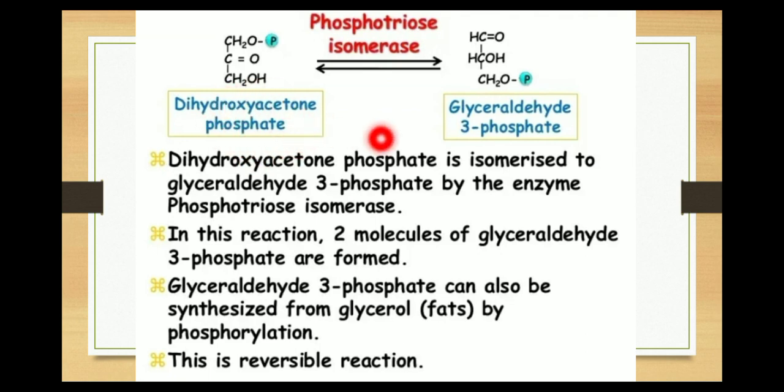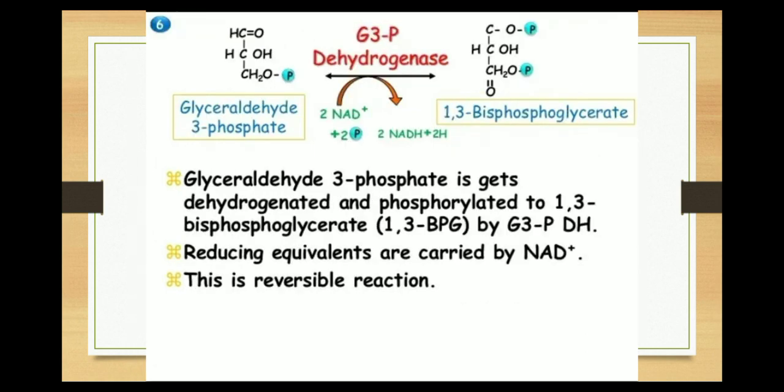Now let's see the splitting in detail. Dihydroxyacetone phosphate and glyceraldehyde 3-phosphate are formed upon splitting. Dihydroxyacetone phosphate is isomerized to glyceraldehyde 3-phosphate by the enzyme phosphotriose isomerase. In this reaction, two molecules of glyceraldehyde 3-phosphate are formed, as we have already discussed, and glycerol 3-phosphate can also be synthesized from glycerol by phosphorylation. This is a reversible reaction. Okay, let's move on.